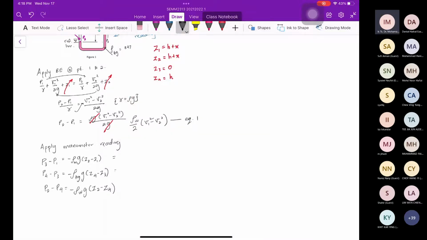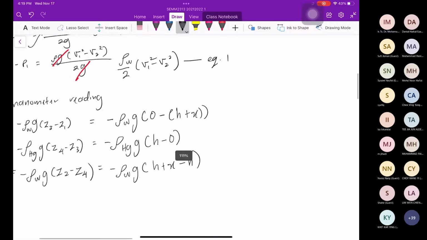Equal to negative rho of water gravity, Z3, which is 0, minus Z1, which is H plus X. Negative rho mercury gravity, Z4, which is H, minus Z3, which is 0. Rho of water, Z2 is H plus X, and Z4 is minus H.